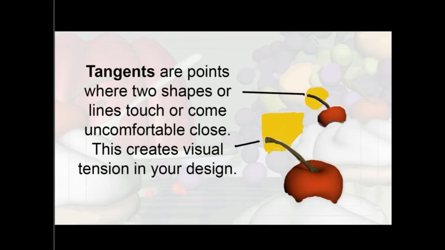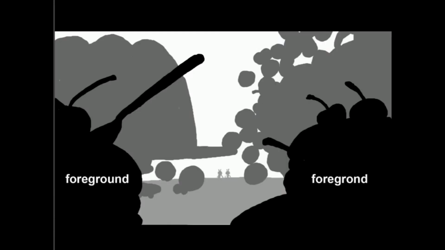Now, a tangent might be new to you, but a tangent is a point where two shapes or the lines, they touch or they come very uncomfortably close to touching. This creates visual tension in your design. And something like this with a picnic table with so many items on it, you really have to pay attention to space and to shapes, and how they relate to each other. Okay, this is a very simple way to do.